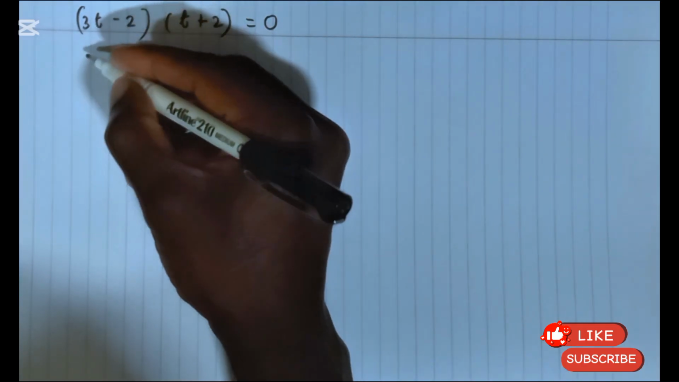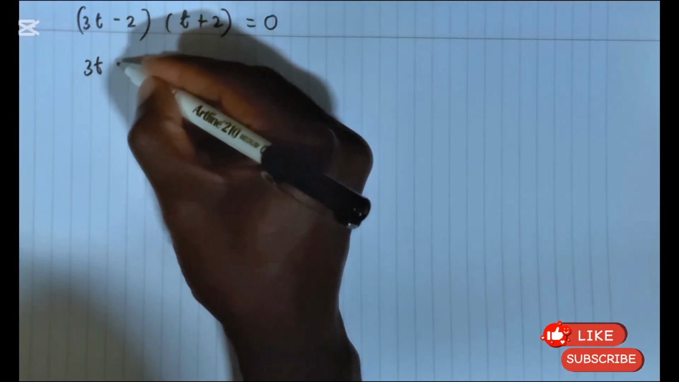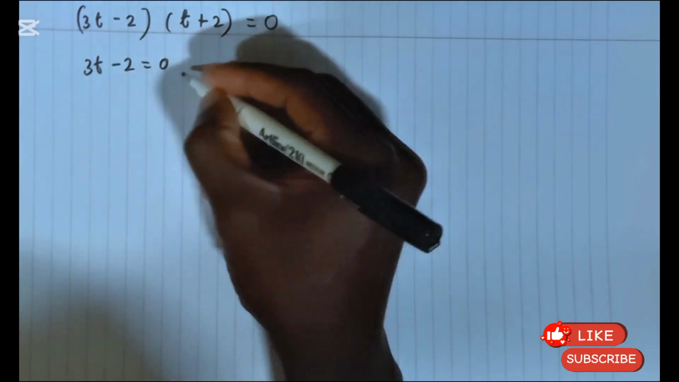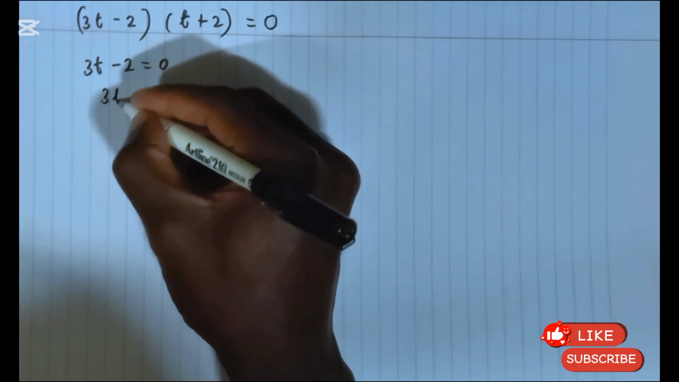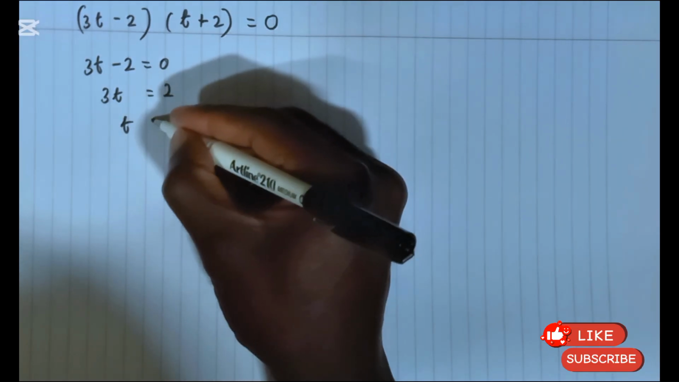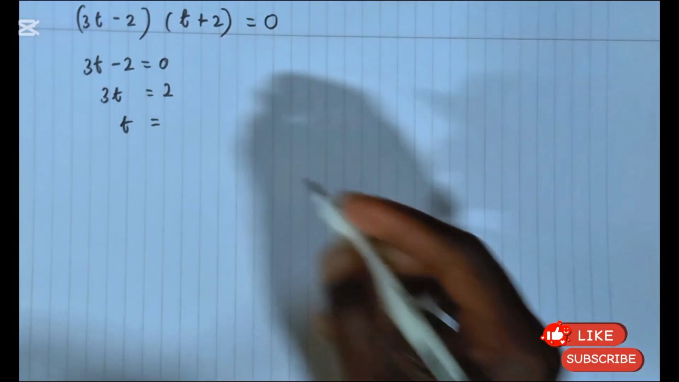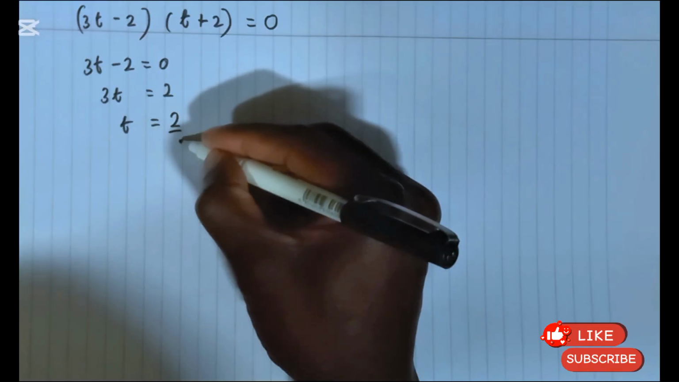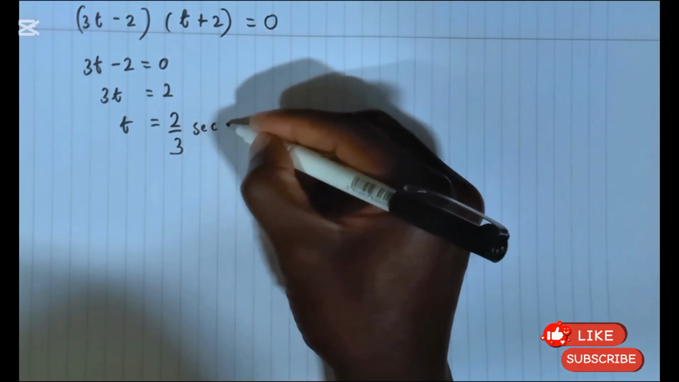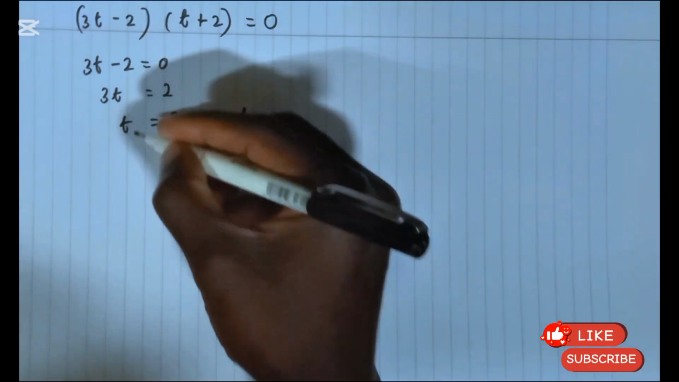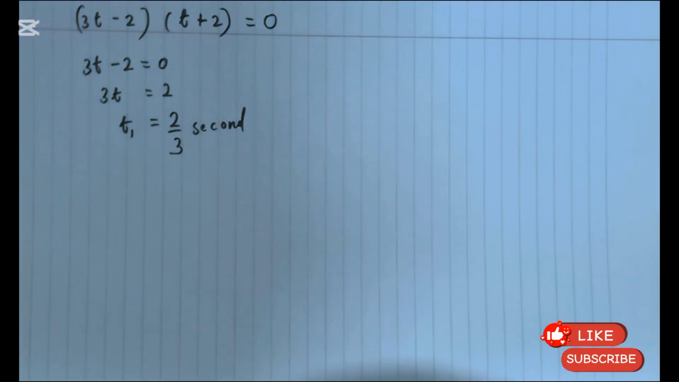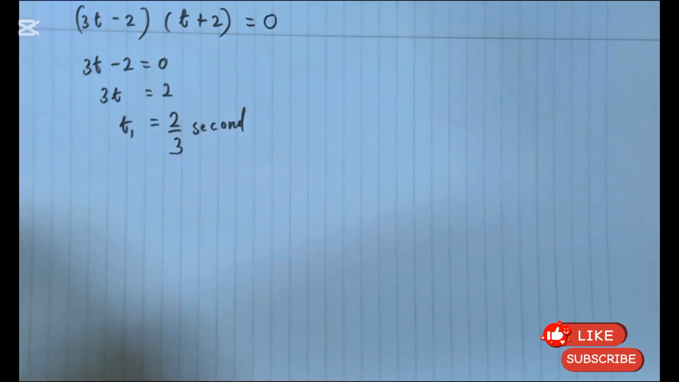So for us to find t1, we have 3t minus 2 equals 0. This will give us 3t equals 2. When you divide both sides by 3, the value of t will be 2 over 3. So this is going to be our value for t1.